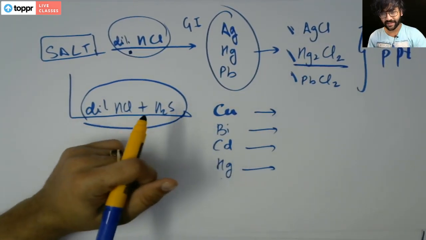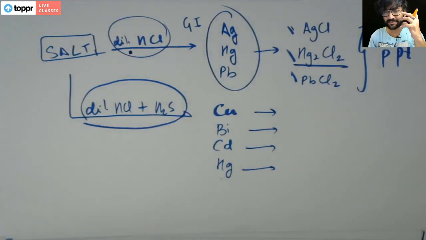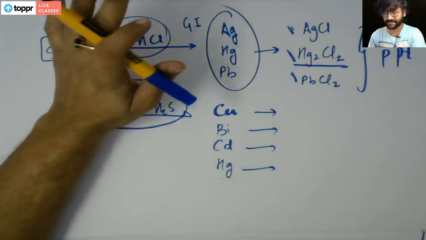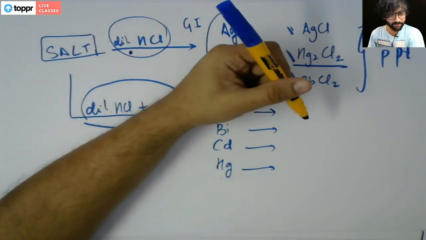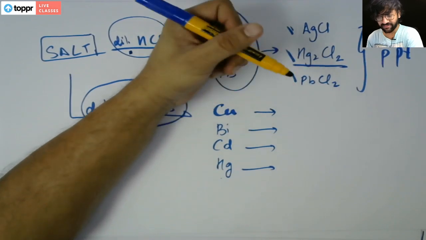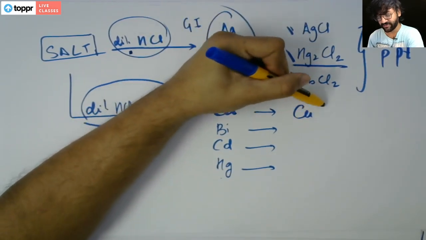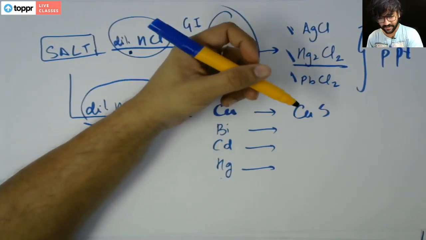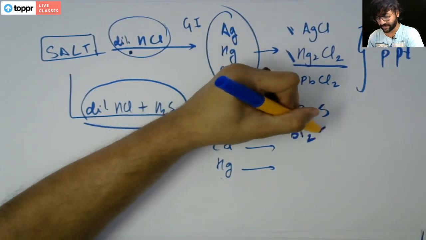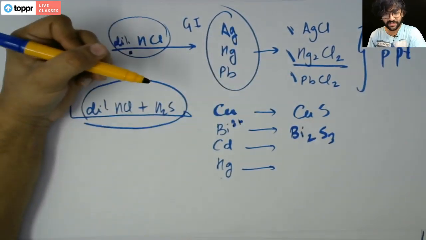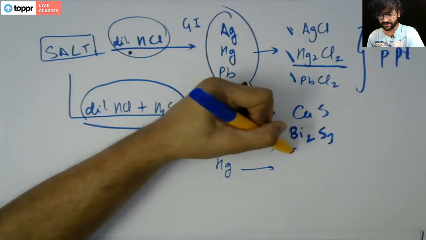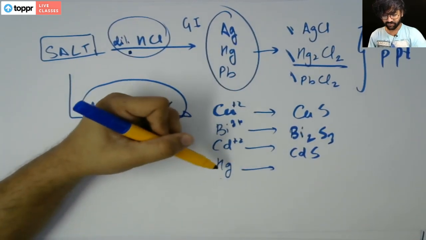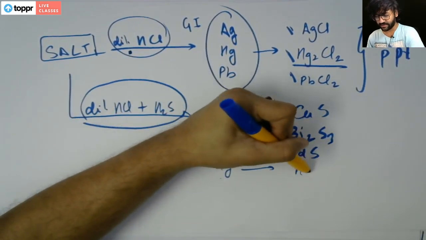You know hydrogen sulfide gas, right? That is the gas that smells like rotten eggs, the most disgusting smell. Yes, you know what I'm talking about. That's great. So the sulfides that are formed here are copper sulfide, CuS. Similarly for bismuth it would be Bi2S3 because bismuth is in the 3+ state. Cadmium the same, +2 state, hence CdS. For Hg again +2 state, hence HgS.